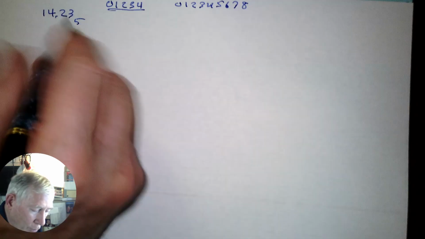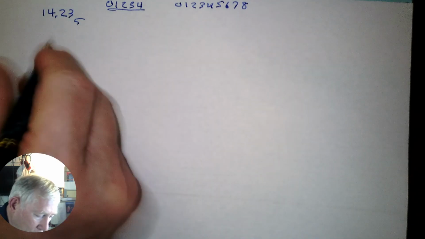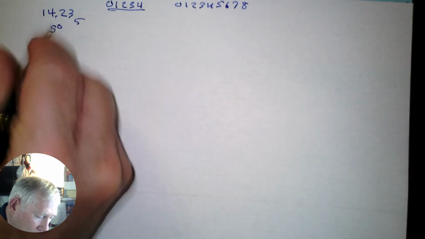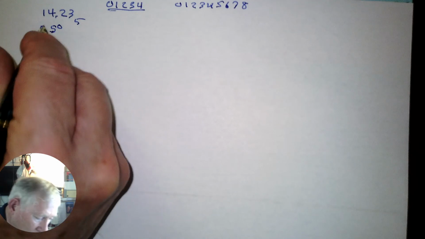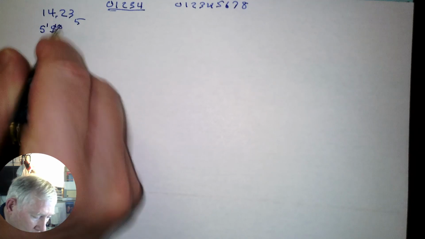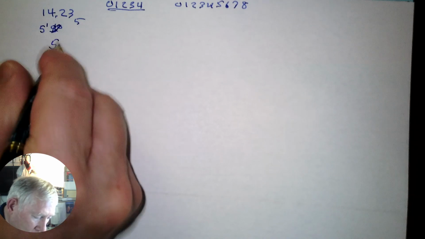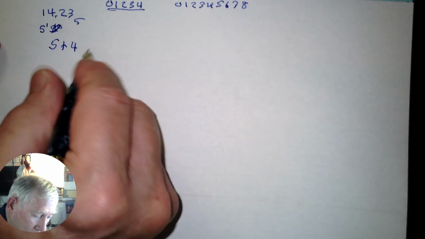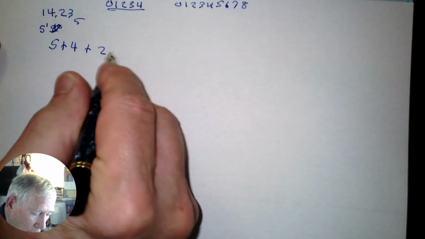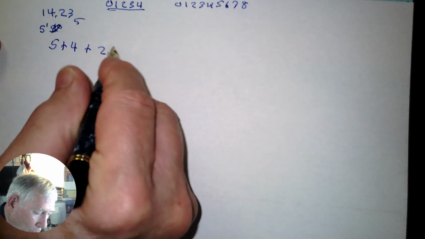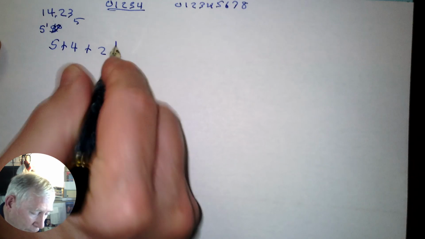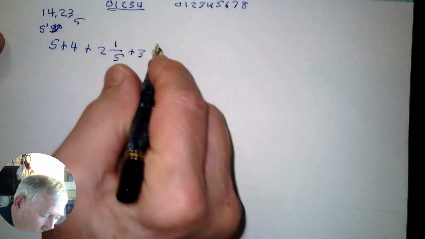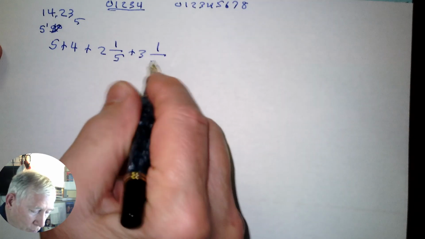Okay, so first thing we're going to do is do this conversion. The 4 is just multiplied by 5 to the 0, and the 1 is just multiplied by 5 to the 1. 5 to the 0 is a 1, so that's 1 times 5, or 5, plus 4 times 1, or 4, plus 2 times 5 to the minus 1, or 1/5, plus 3 times 5 to the minus 2, or 1/25.